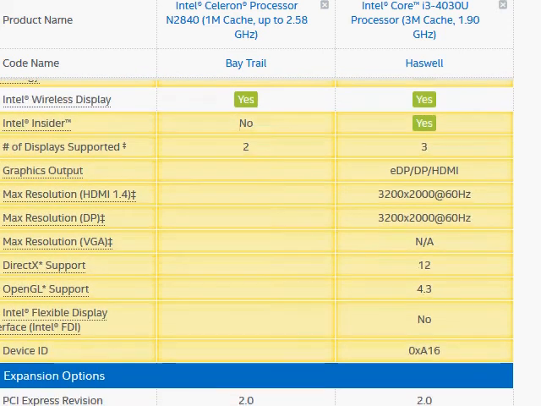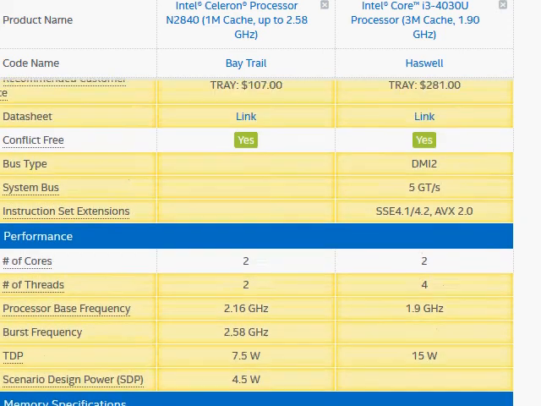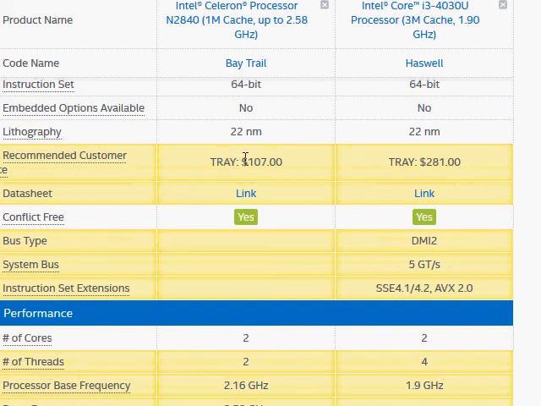Obviously, the Atom or Bay Trail processors are designed for low cost. So let's take a look at what Intel's prices are. These Atom processors are $107 versus $281 for the Core i3-4030U. So you should be able to get notebooks or netbooks based on the Bay Trail processor for something like $250 to $300. But if you can pay a little extra, spend like $450 to $500, you can get a decent Core i3 processor.